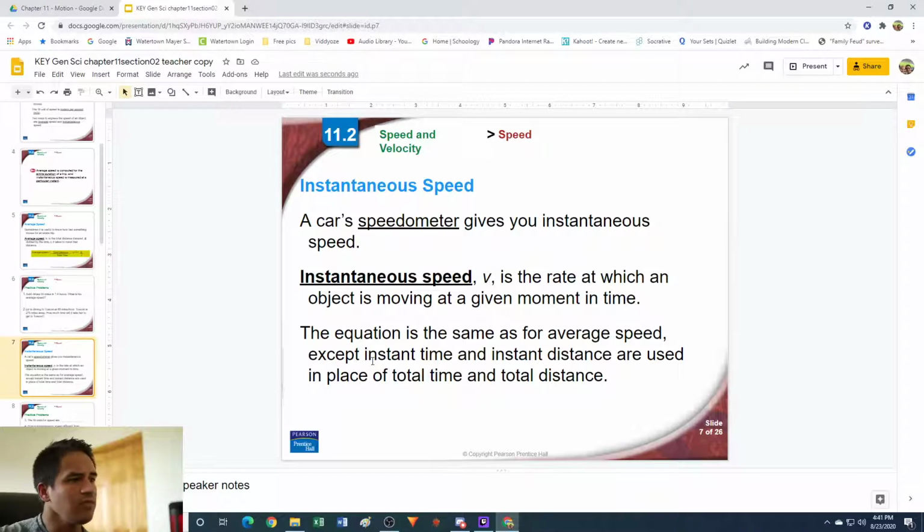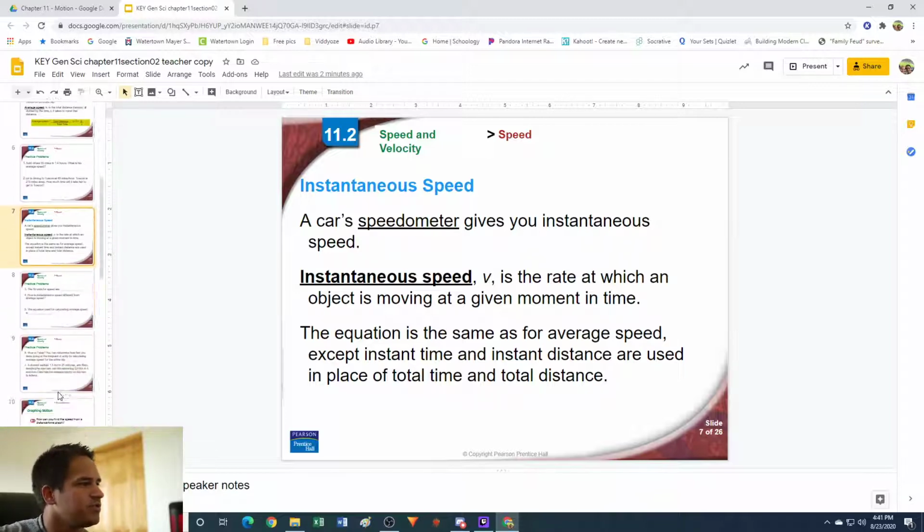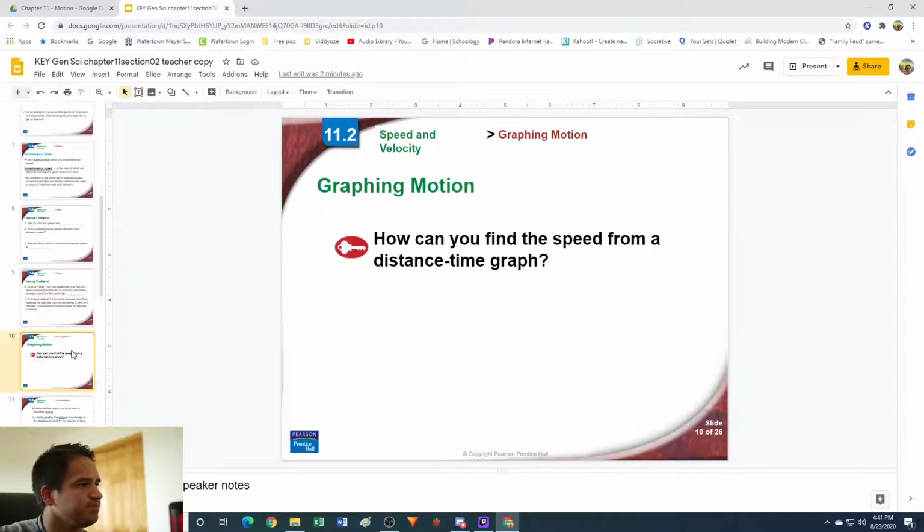So the equation is the same for both average speed and instantaneous speed. It's just that average speed is like a long distance divided by a long amount of time, and instantaneous speed is usually a shorter distance over a short amount of time, because it's only for a moment in time, so the numbers are usually smaller. But anyway, okay, so moving on.